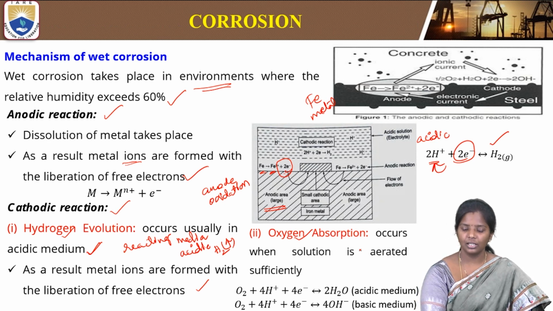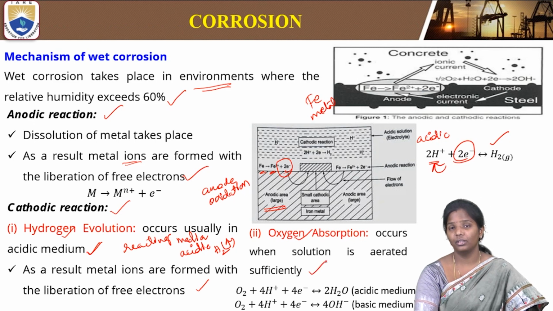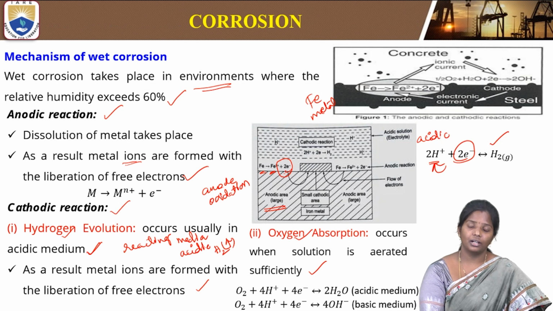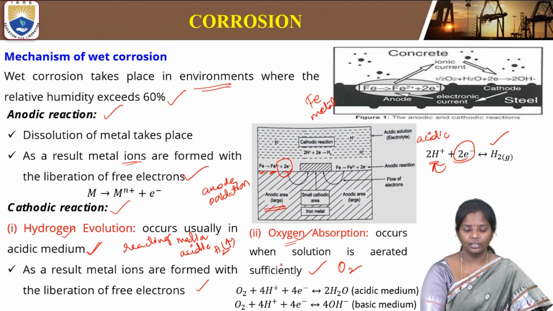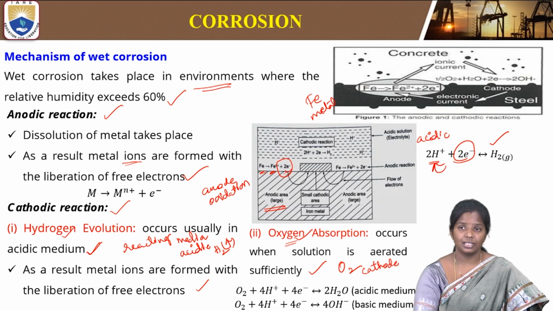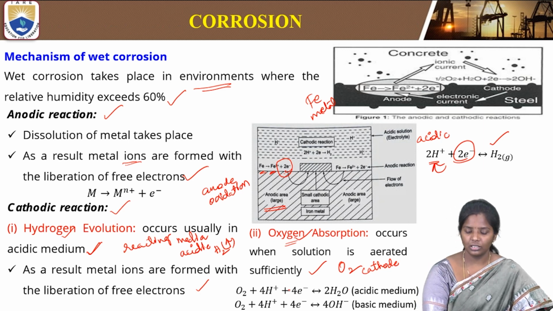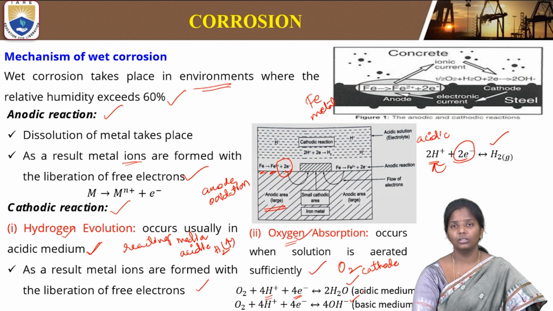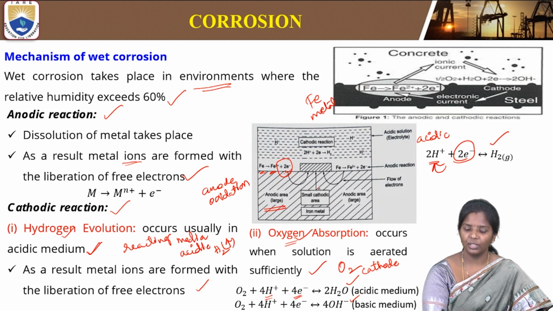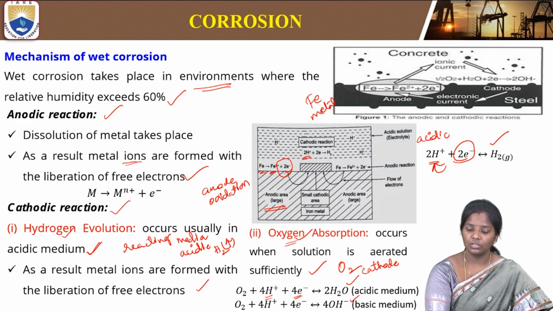Then oxygen absorption. It occurs when the solution is sufficiently aerated. If there is moisture causing the electrochemical reaction and oxygen is also present, then oxygen absorption will dominate, and that is the reaction that takes place at the cathode. If oxygen is present in both acidic and basic medium, the oxygen will accept these electrons, forming water in acidic medium and hydroxyl ions in basic medium. This is how the reaction mechanism takes place. As we see from this figure, the two electrons from Fe2+ formation are accepted by the H+ ions present in the cathodic region, and hydrogen gas is evolved.